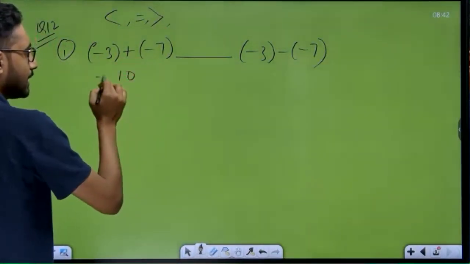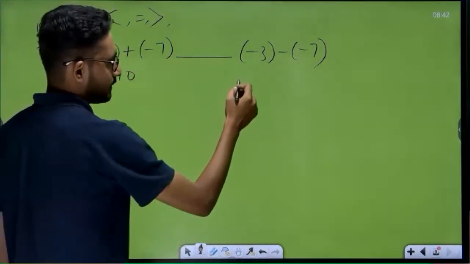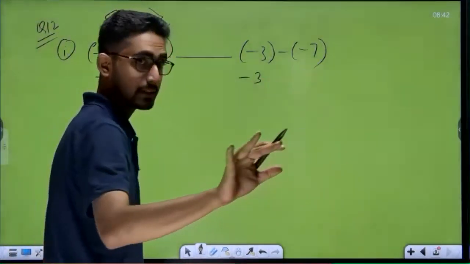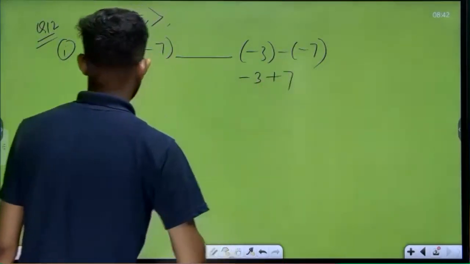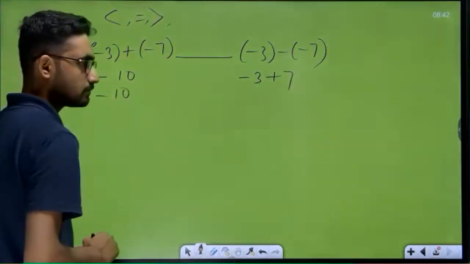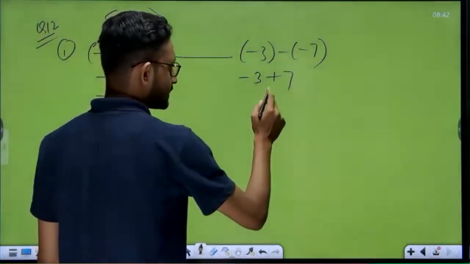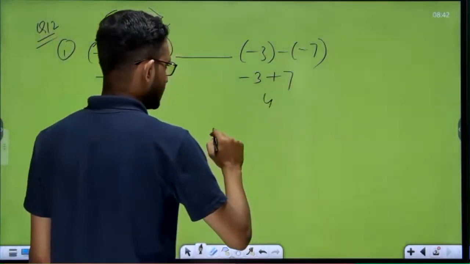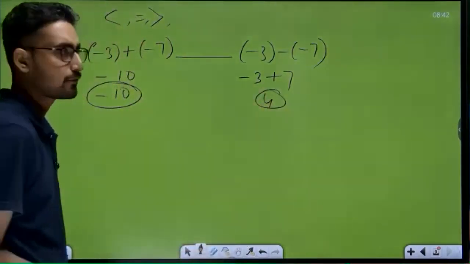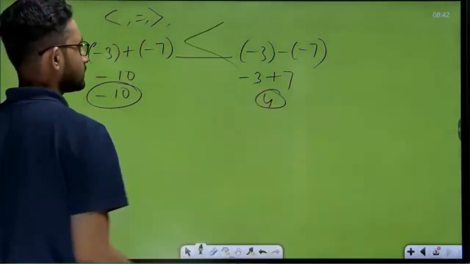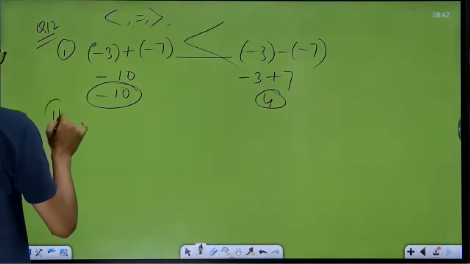Before the bigger number, minus. Again here, minus 3, write down as it is. Minus plus 7. This is minus 10. This is minus plus minus, 7 minus 3, 4. Now students, tell me if minus 10 is greater or 4 is greater. Obviously we can say 4 is greater. So that means write down this. Next question, very, very simple question.